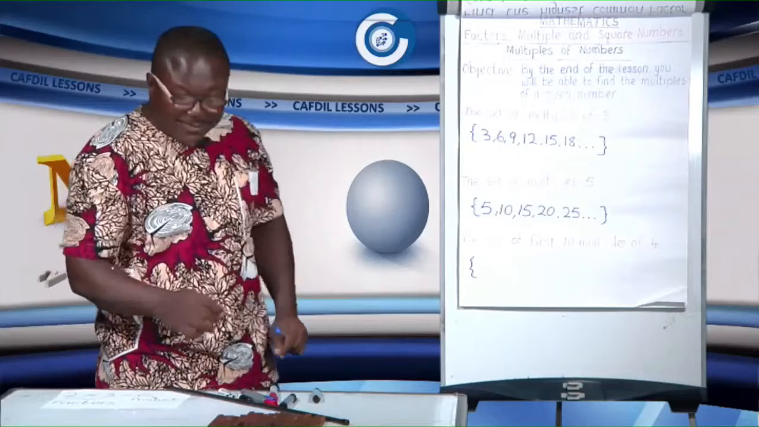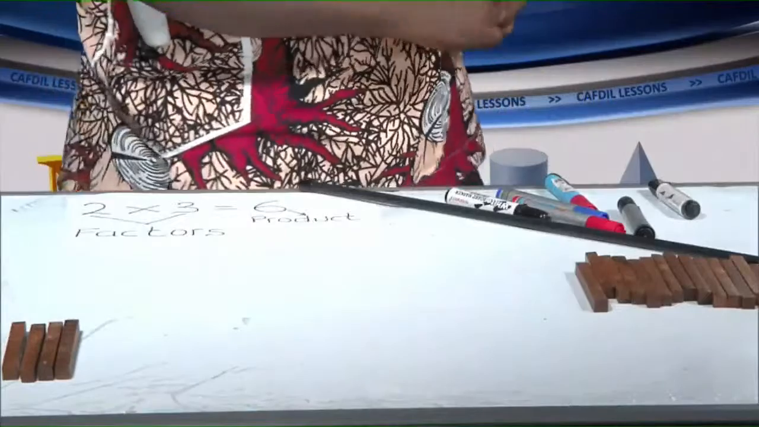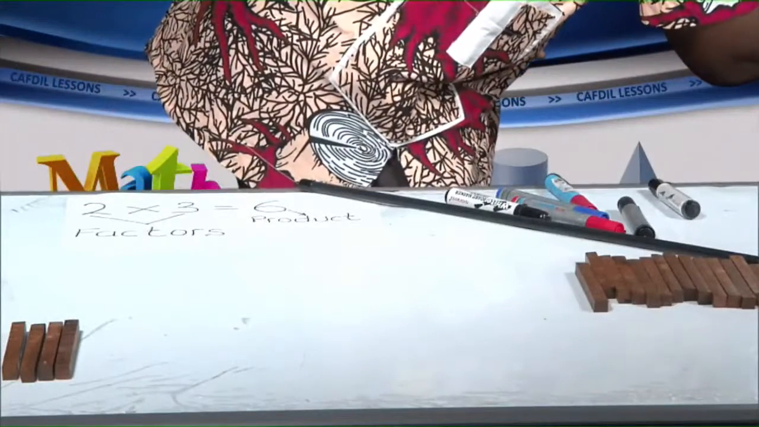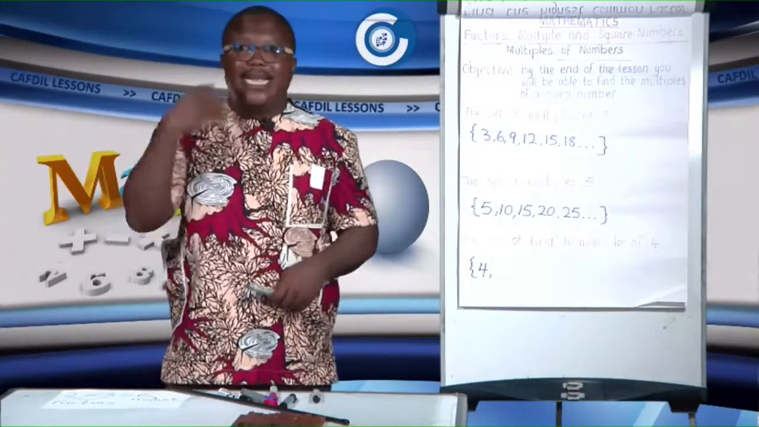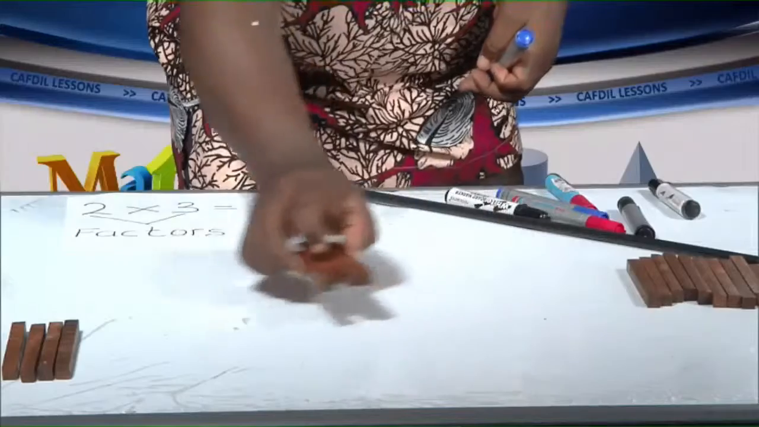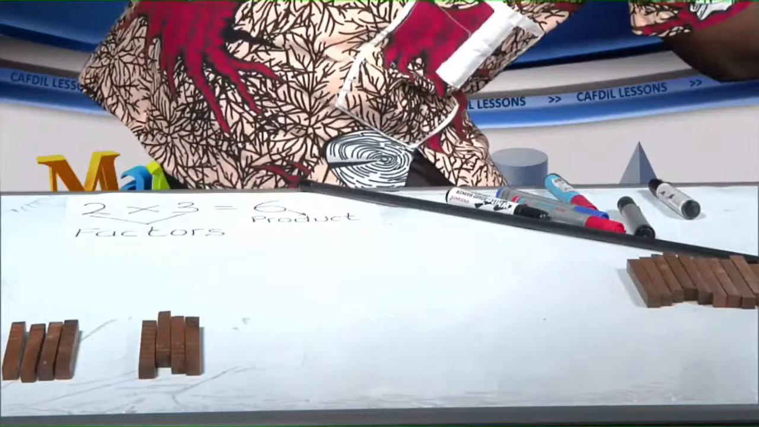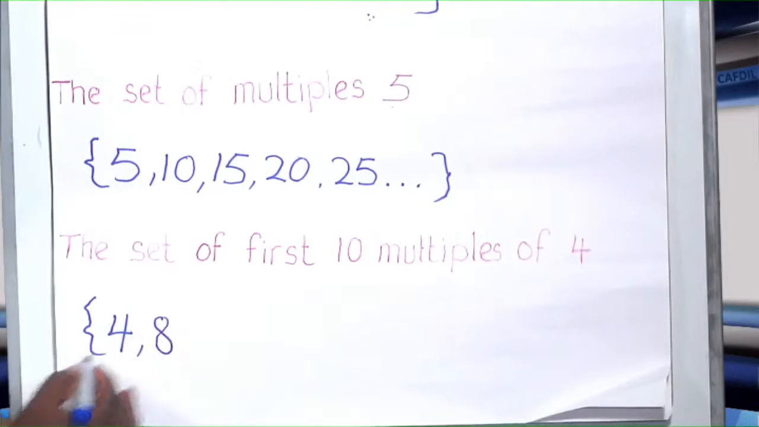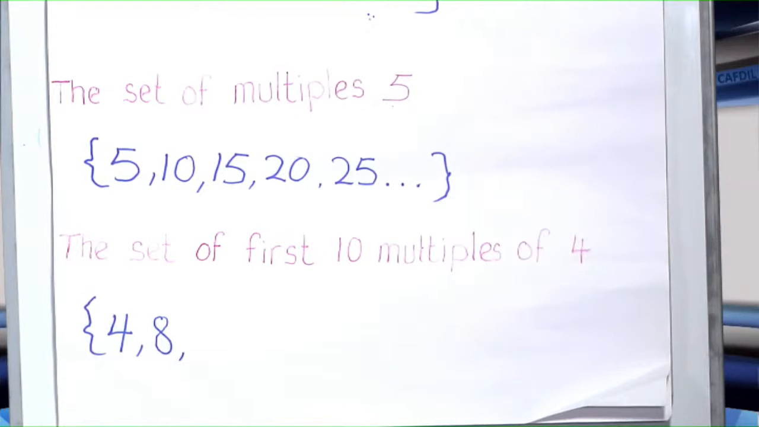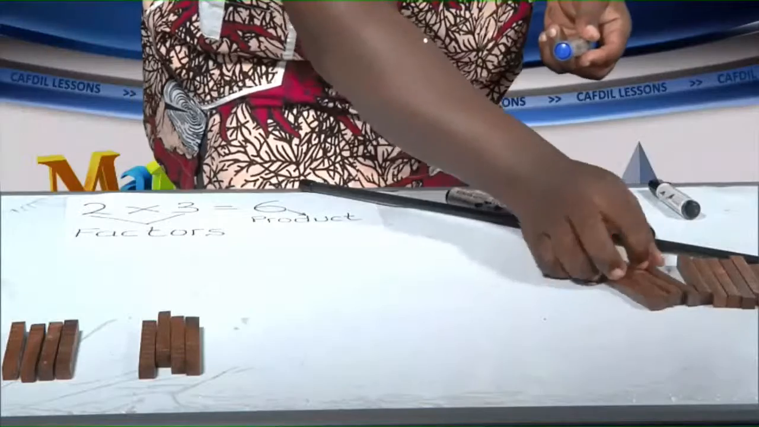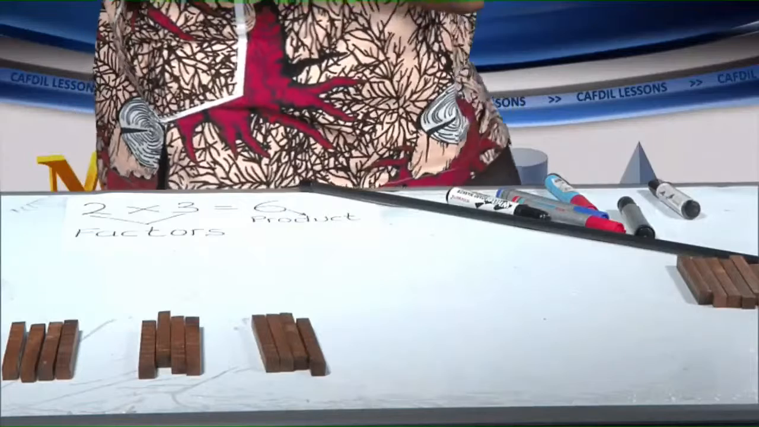So here, the multiples of 4, meaning the first one, my 4 is there. The next one, it means I'm supposed to add another 4 to it. It becomes what? 8. The next one, I'm supposed to add another 4 to it. It becomes what? Yes, 12.